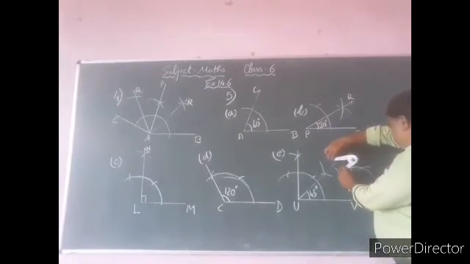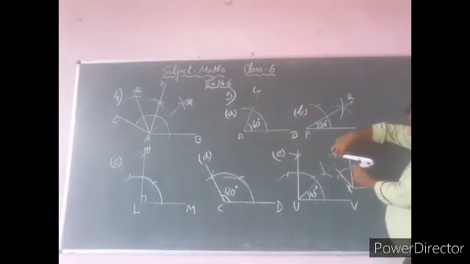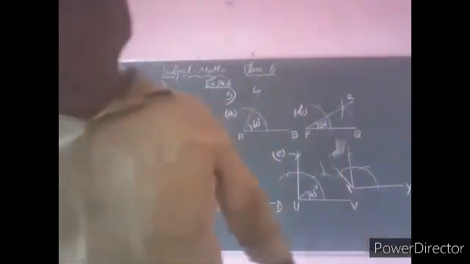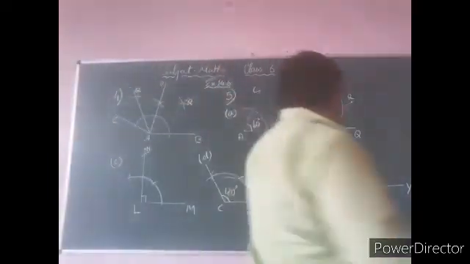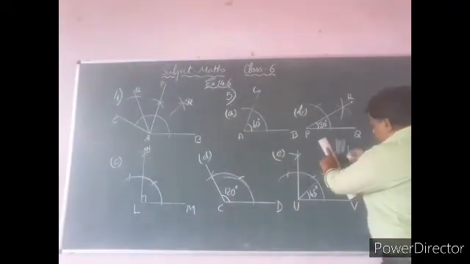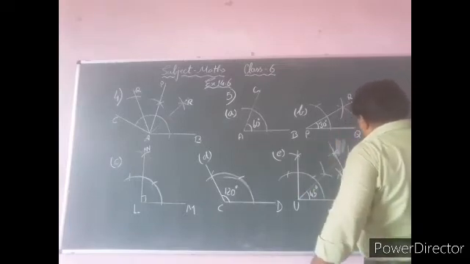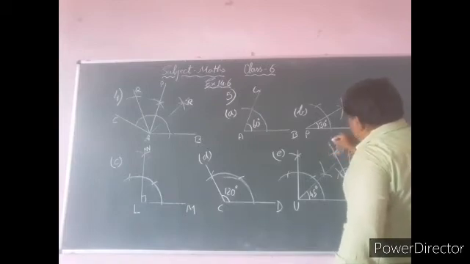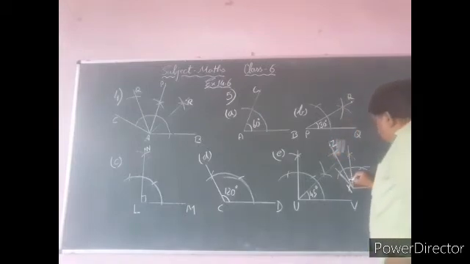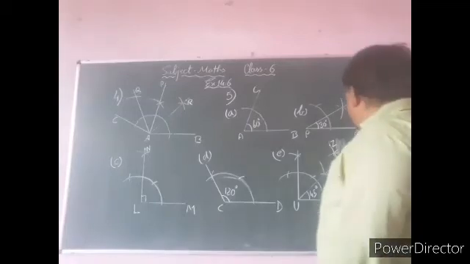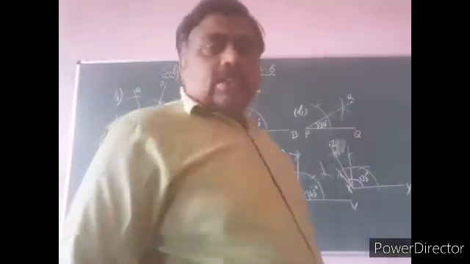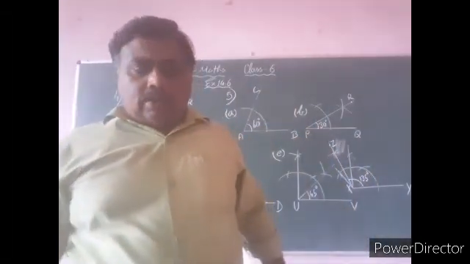From here, draw an arc, and from here, draw an arc. Join. So this is Z and this angle is 135 degree. ZXY is the required angle.